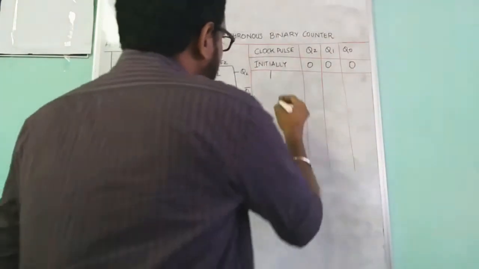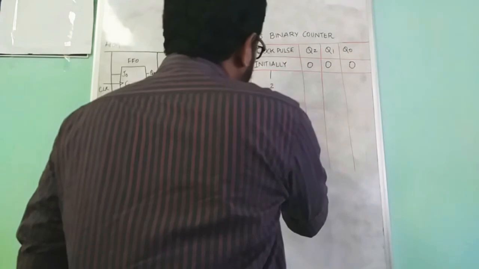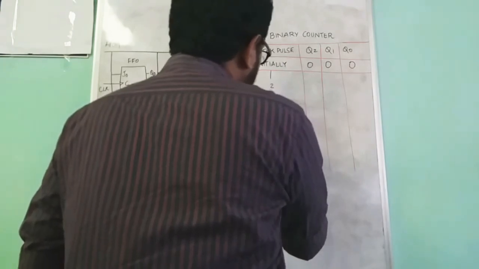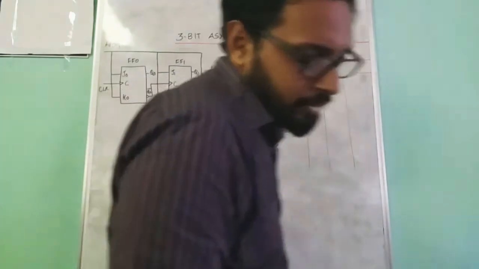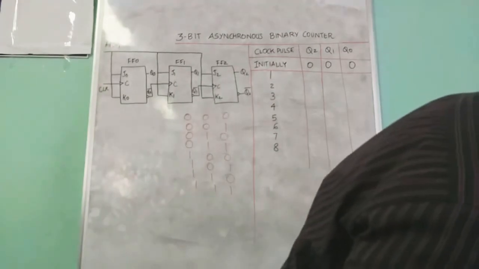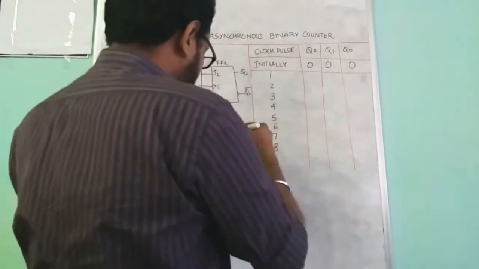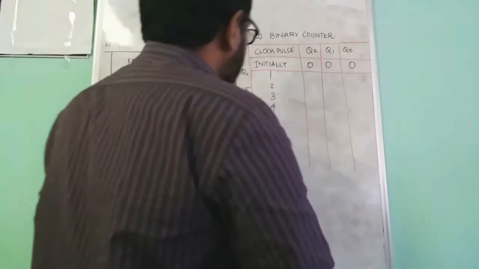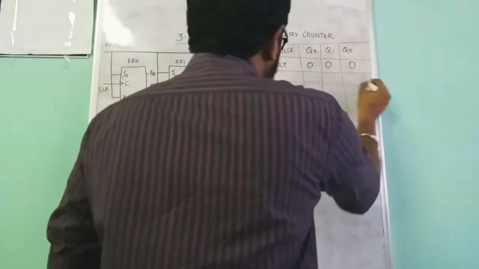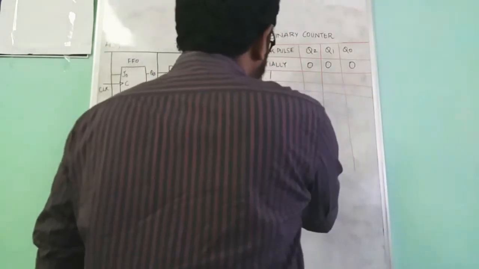Here we have clock pulses, and based on that we will look for the values. Okay, let me check. This is the initial case, so we have written all the values as 0, so it corresponds to value 0.